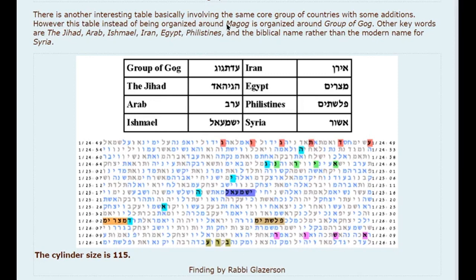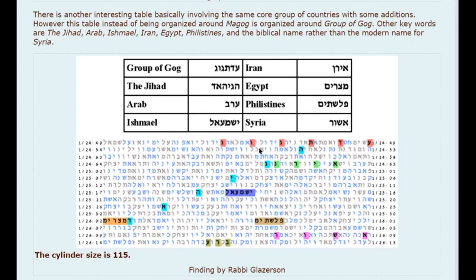About this he says there is another interesting table that basically involves the same core group of countries with some additions. However, the table, instead of being organized around Magog, is organized around the group of GOG. Other key words are the Jihad, Arab, Ishmael, Iran, Egypt, Palestine, and the biblical name rather than the modern name for Syria. So I see a group of GOG, very interesting. Who are those? The Jihad, the Arabs, Ishmael, Iran, Egypt, Palestinians, Syria. So this is a table that I found.